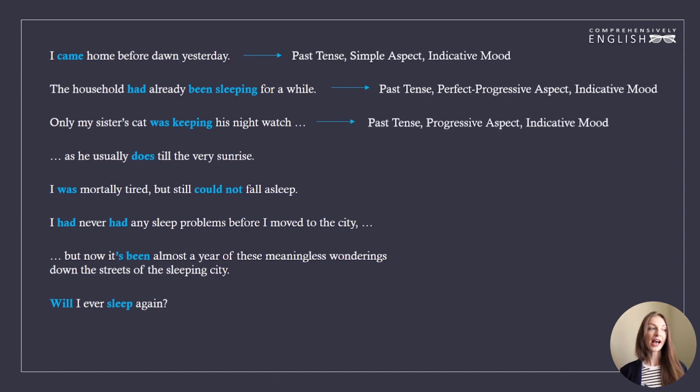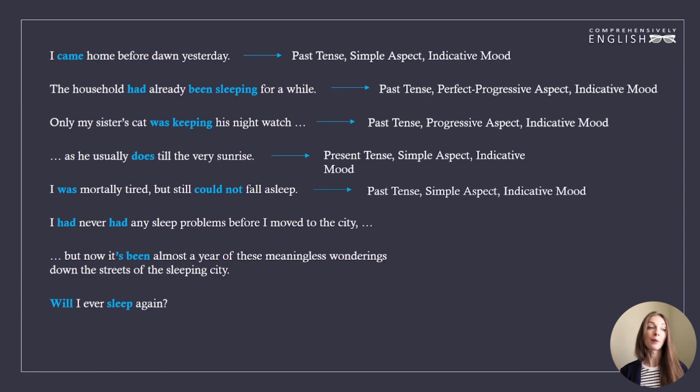Only my sister's cat was keeping the night watch. The past tense, the progressive aspect, the indicative mood. And the second half of the sentence, as he usually does till the very sunrise, "does" is the present tense, the simple aspect, the indicative mood. I was mortally tired, but still could not fall asleep. Both predicates are in the past tense of the simple aspect in the indicative mood. I had never had any sleep problems before I moved to the city. It's the past tense, the perfect aspect, the indicative mood.